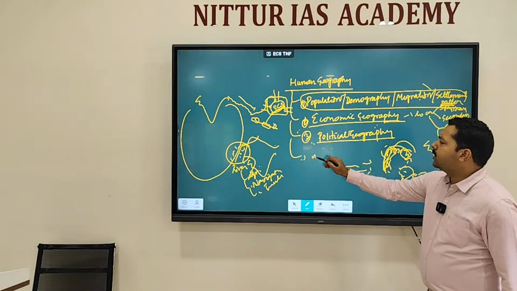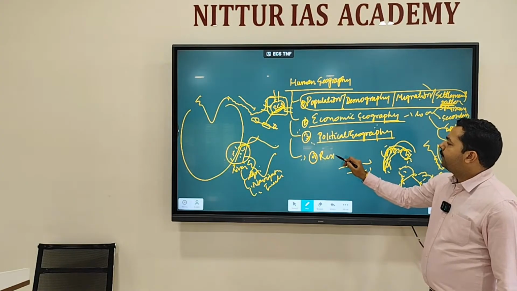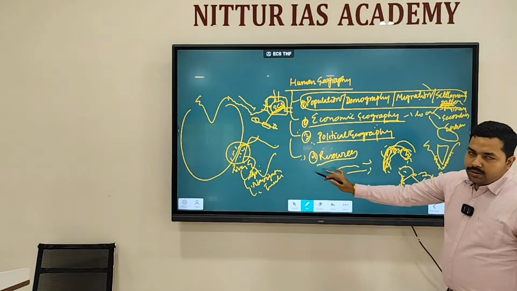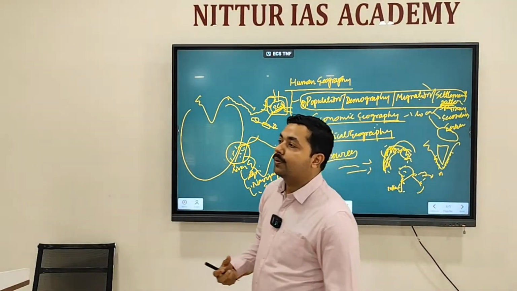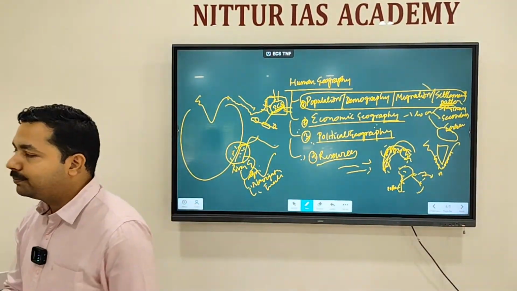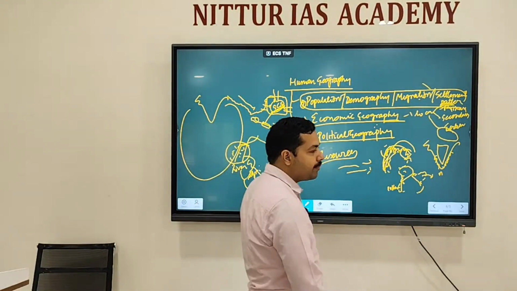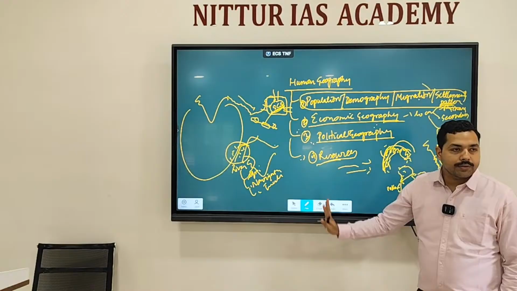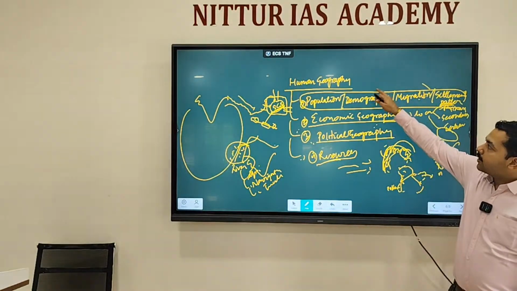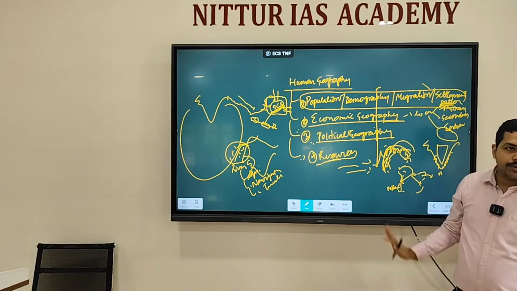And lastly, you will be studying about resources. So resources are what? Mineral resources, other resources. Okay, fine. Resources are mineral resources, other resources that you have to keep in mind. Clear? Any doubt regarding this particular thing? So these are what you are going to study in case of human geography.